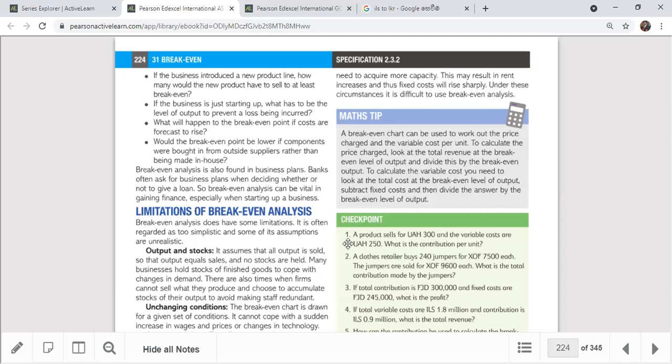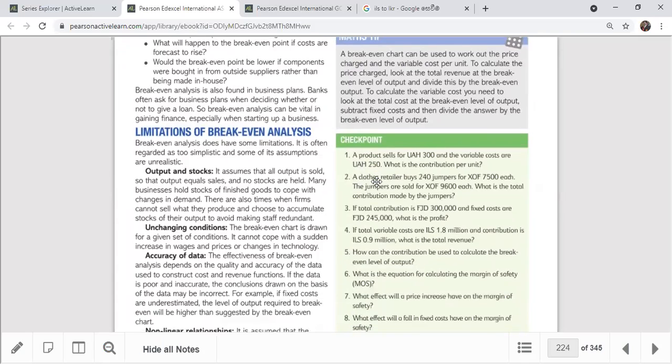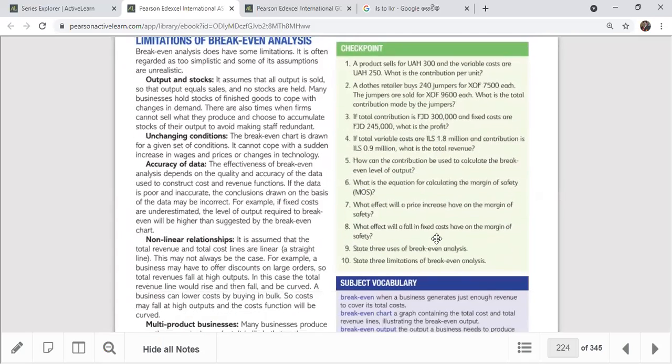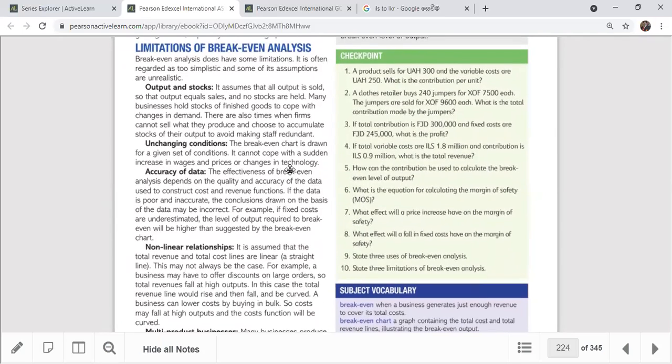Importing is better. And the last question, they're asking about the limitations of break-even. Question number 10: state 3 limitations of break-even analysis. You can see the break-even limitations. Break-even always assumes there are no stocks, that the total output we can sell 100%. This is an unrealistic assumption, because a lot of organizations at certain times have output in the business, and remaining stocks are there.